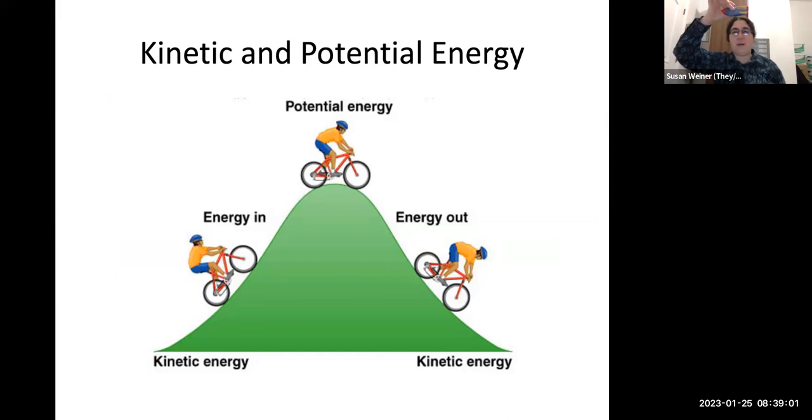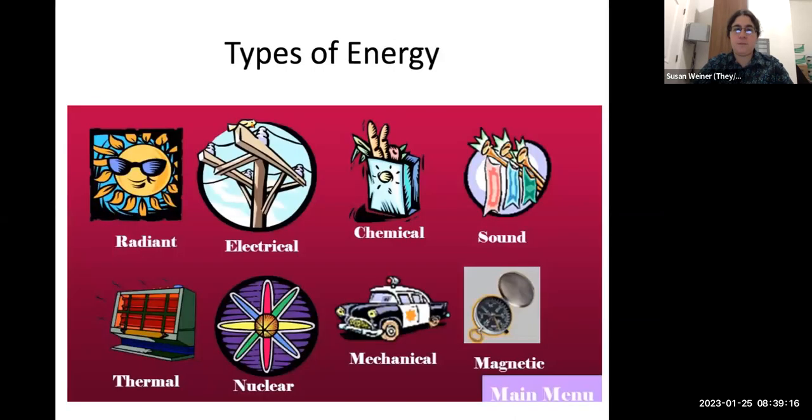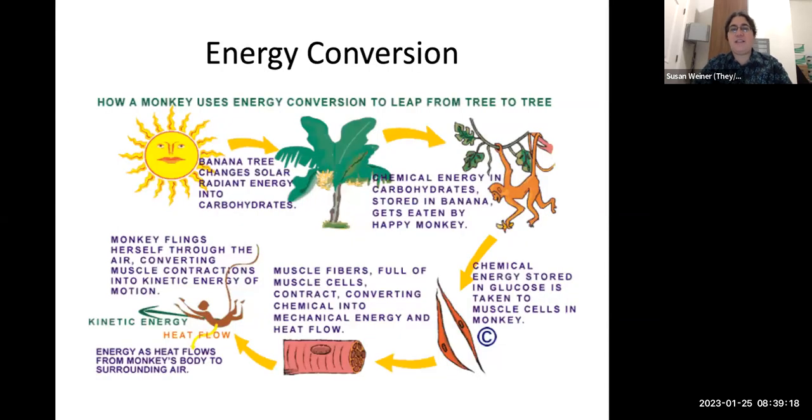So right now I'm holding this little squishy rocket up in the air. When I let it go, it drops. Here it has potential energy. Here that converts to kinetic energy. So energy is constantly being converted between these different states. And so here we're looking at an example of a monkey moving around.